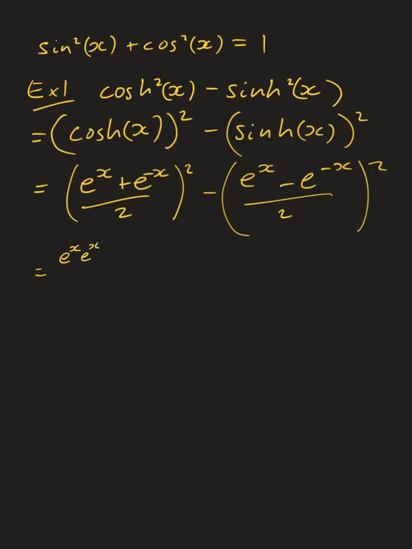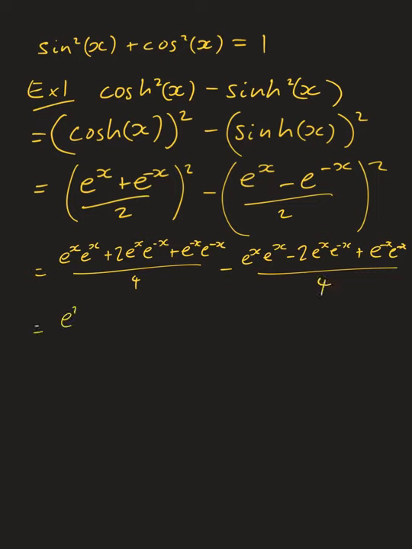That top squared is e to the power of x times e to the x, plus twice e to the x times e to the minus x, plus e to the minus x times e to the minus x. And of course it's all over 4, which is 2 squared. Then we have minus, on this side, e to the x minus twice e to the x e to the minus x plus e to the minus x and e to the minus x, again all over 4.